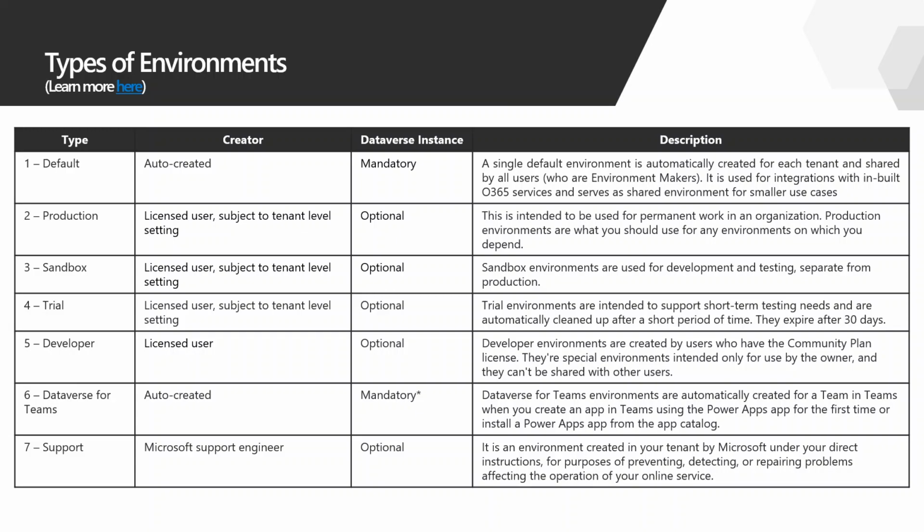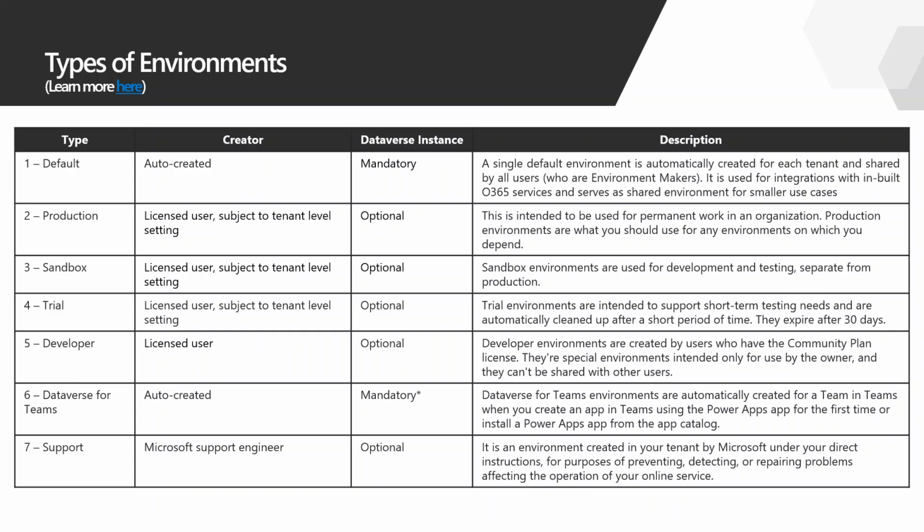You then have a production type of environment, which is subject to tenant level settings. The creator is a licensed user. They need to have a Power Apps license, and it's for permanent work. It's a production environment, and you should use these for work on which you or your organization depends. You then have sandbox. These are good for development and testing, separate from production. You then have trial environments. These are intended to support short-term testing, automatically cleaned up after 30 days. They're gone after 30 days.